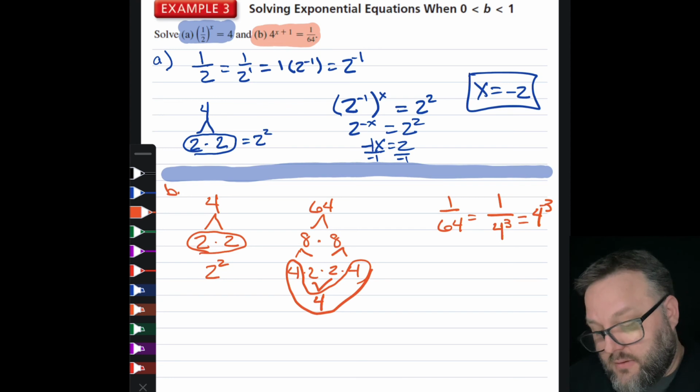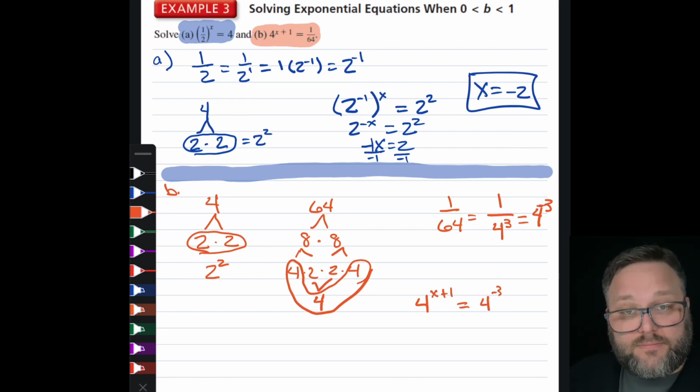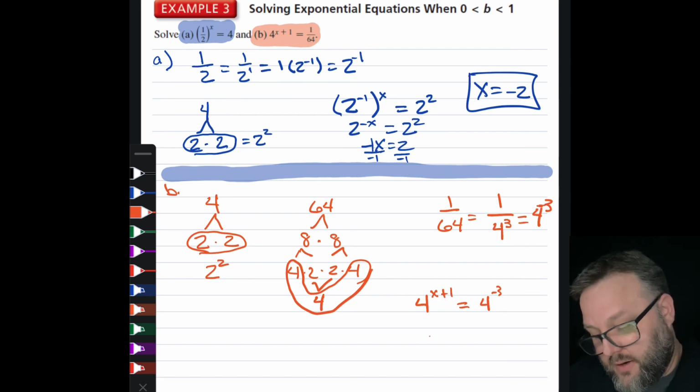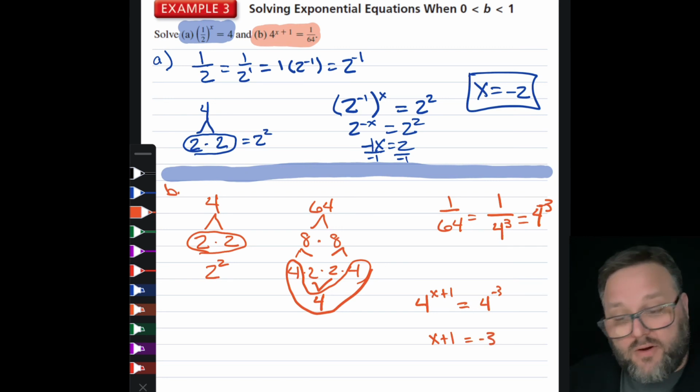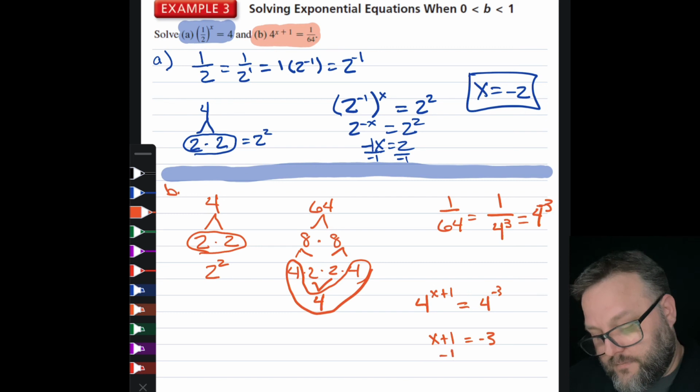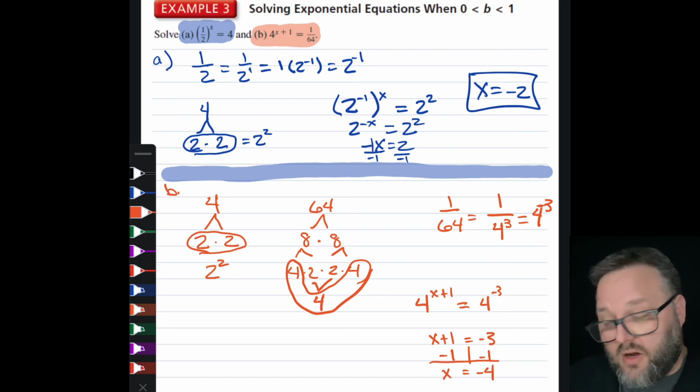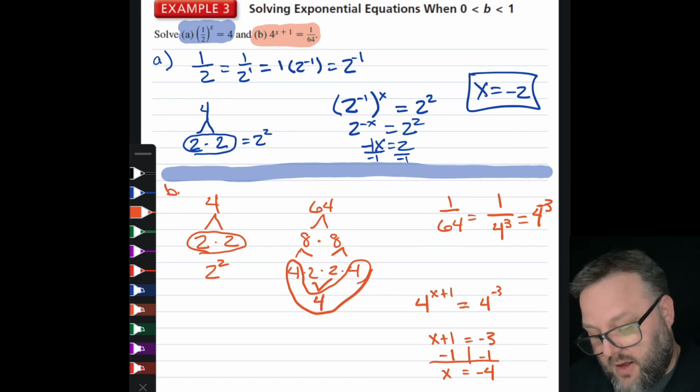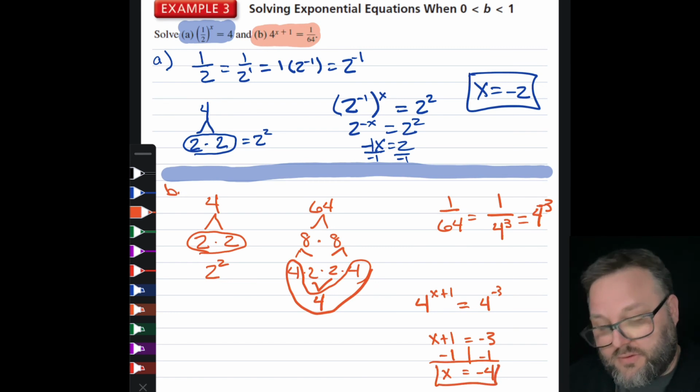Now, when I do that, that means I now have an equation that's written as 4 to the x plus 1 is equal to 4 to the negative third. And I have like bases. Since I have like bases, I'm just going to compare the exponents, and then I'm going to solve for my variable. X equals negative 4. So out of all of this, as complicated as it might have looked, I find that x equals negative 4.